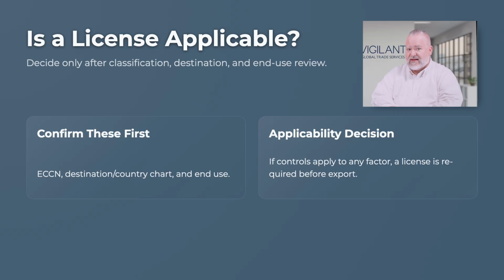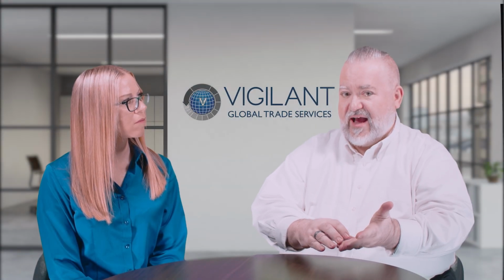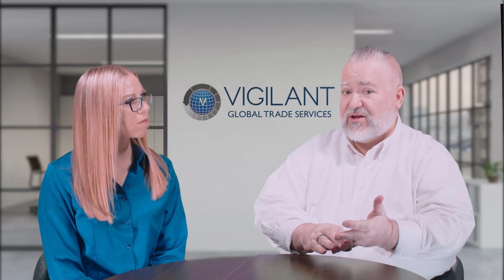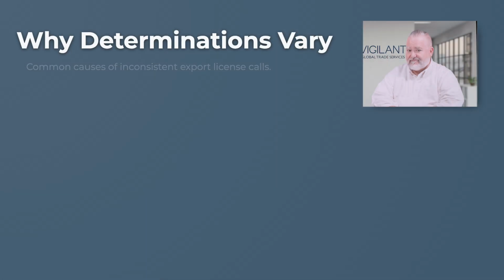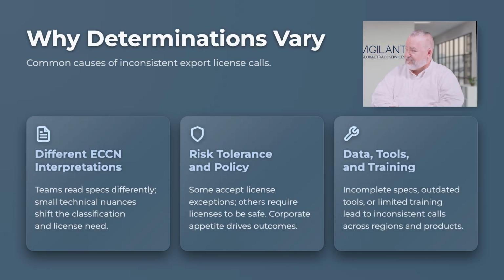And so that does require, again, all that classification being done on the front end and having access to who is that end user and what is the end use. All of those things come into play when determining that number. And then why is license determination often inconsistent across organizations?